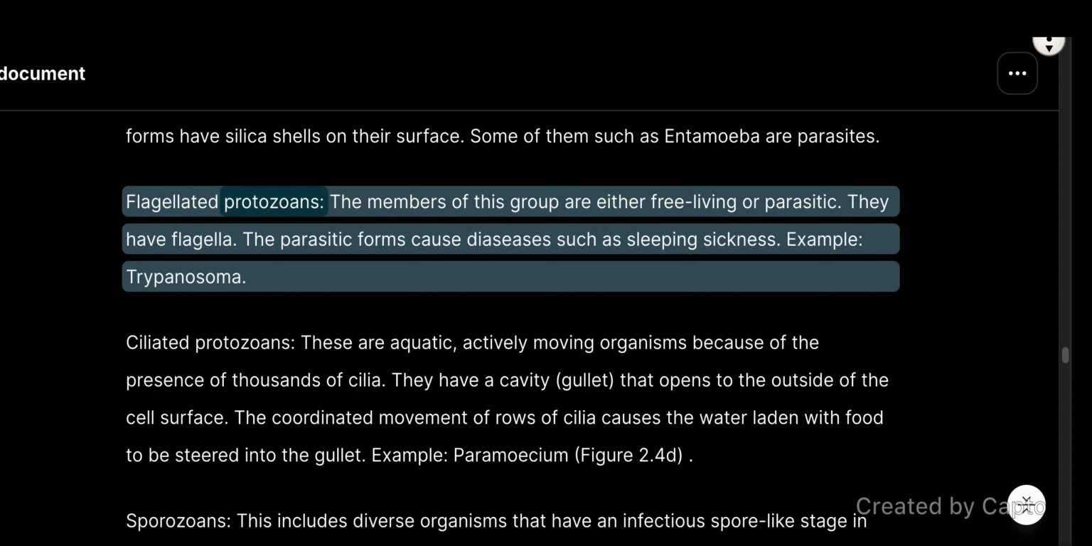Flagellated protozoans. The members of this group are either free-living or parasitic. They have flagella. The parasitic forms cause diseases, such as sleeping sickness. Example: Trypanosoma.